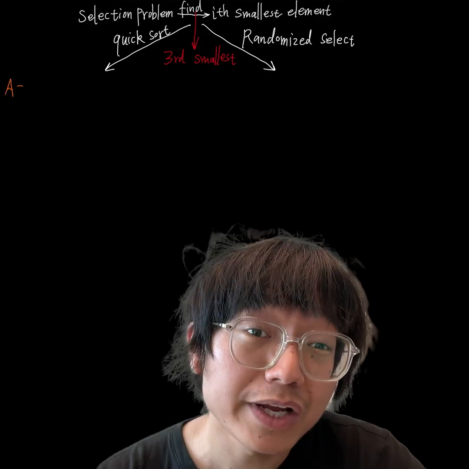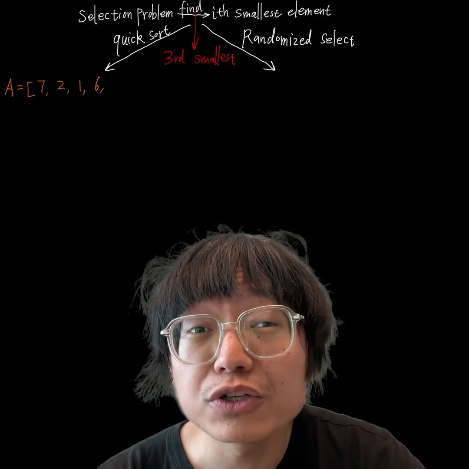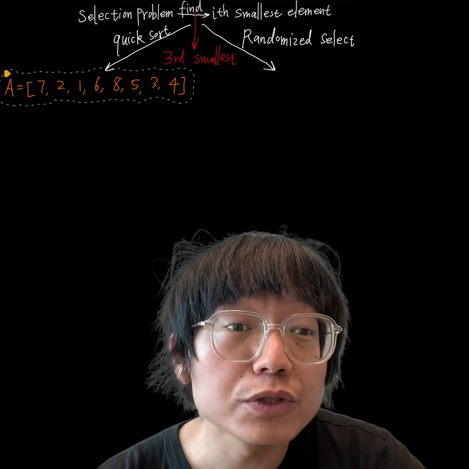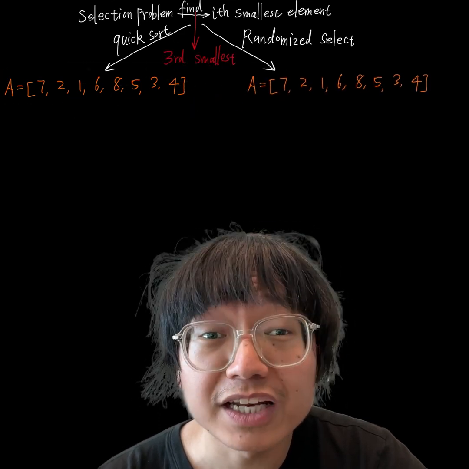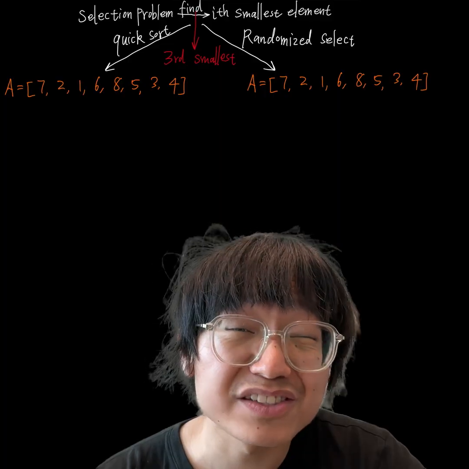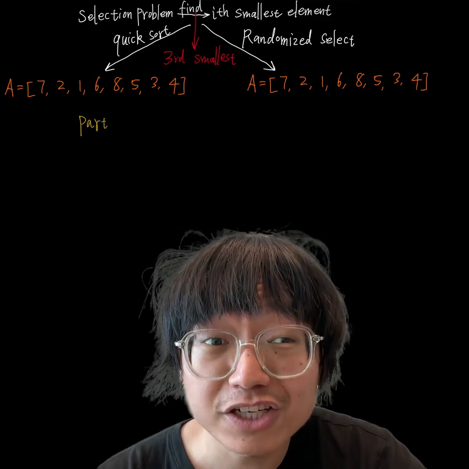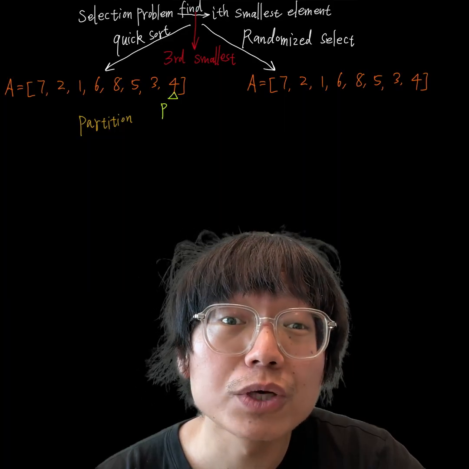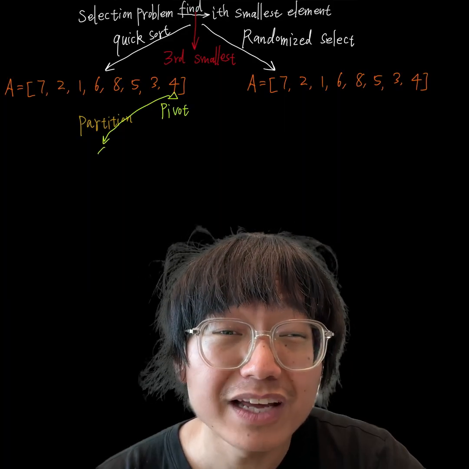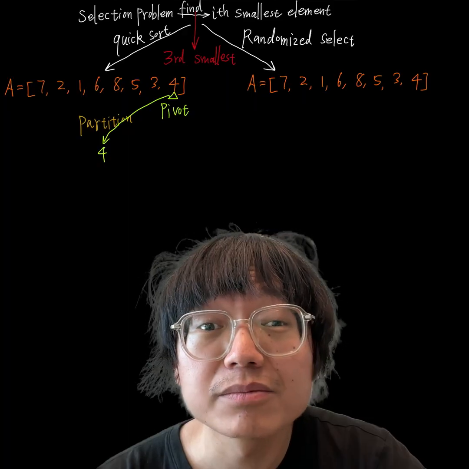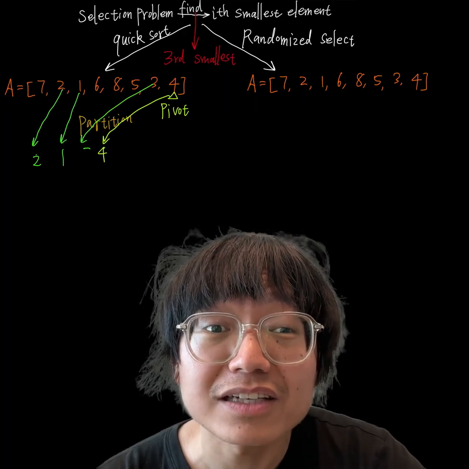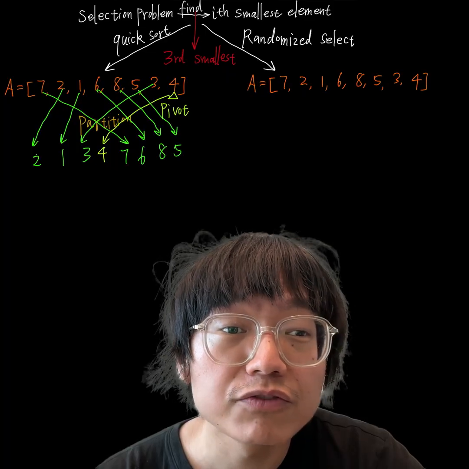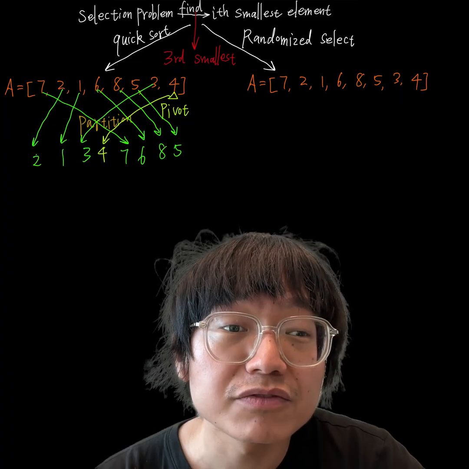Suppose we have an array A which contains the elements 7, 2, 1, 6, 8, 5, 3, and 4. First we do quicksort. We would sort the entire array to find the ith smallest element. First we do partition. We choose a pivot. Let's say we pick 4, and then we rearrange this array so the elements less than the pivot come before it, and elements greater than it come after it. So we get 2, 1, 3, 4, and 7, 8, 5, 6.